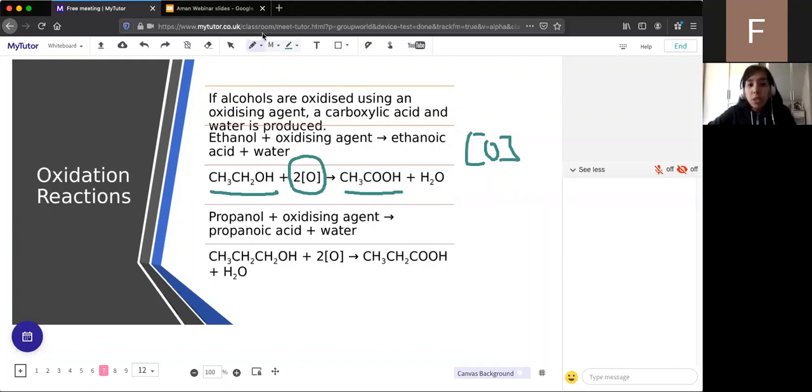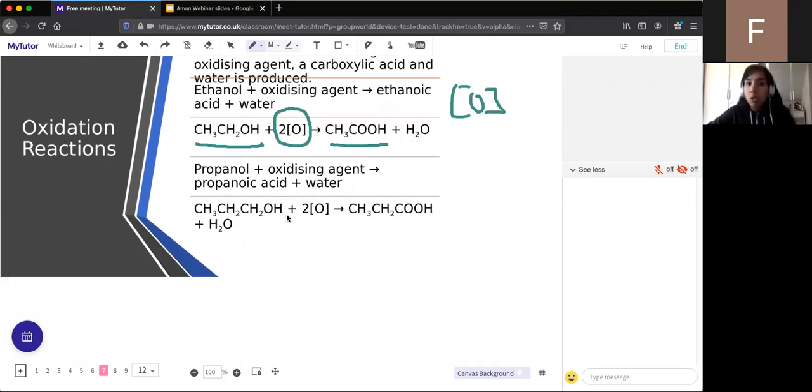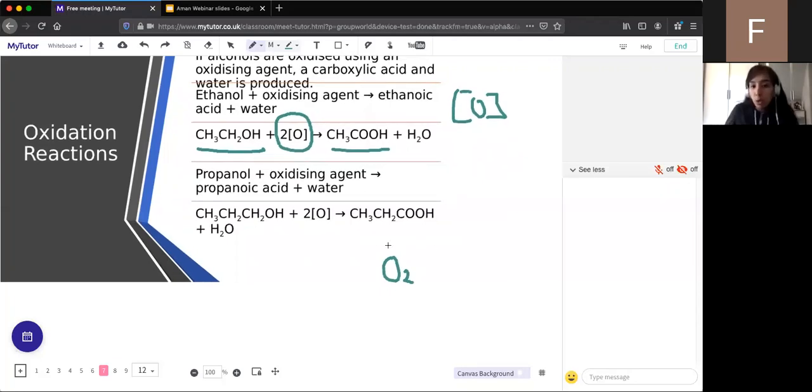Someone's asking, why is this 2O but not O2? That's because, remember, oxygen goes around as a gas, but a lot of oxidizing agents do not go around as a gas. Potassium permanganate is not a gas. So we put it in as 2O like that, and we say that there's oxygen in there somewhere, but it's not necessarily as a gas, like, for example, oxygen, which would be O2. If in a question they tell you ethanol reacts with oxygen, then you need to put O2, because don't forget, oxygen is still an oxidizing agent. But if they say an oxidizing agent, you do this, the square brackets around the O.